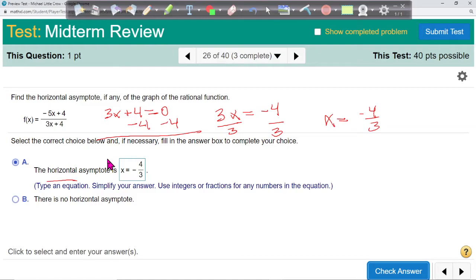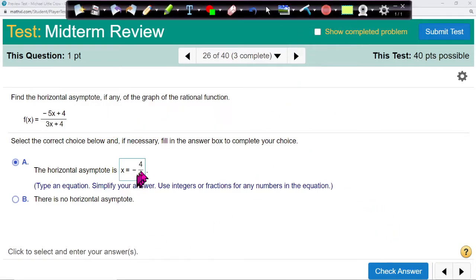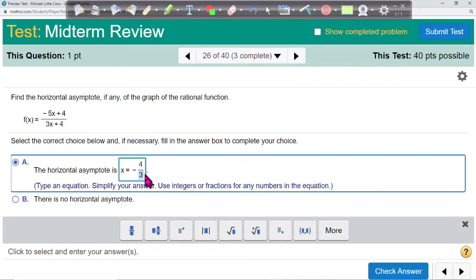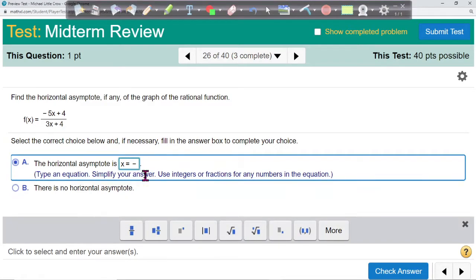Oh, horizontal asymptote, not vertical asymptote. Okay, we'll leave this one. So horizontal asymptote, again, sorry, I'm just trying to get through these. It's been a long day already, but we'll keep moving.